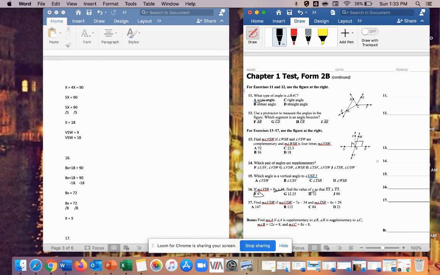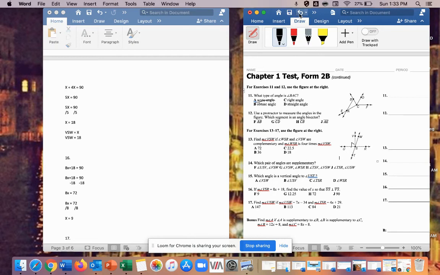Find the measure of USW if USW equals 7x minus 34 and TSR equals 4x plus 29. So you're looking at this and you're like, what? How do you know what they equal? How are you supposed to solve? You've got USW over here, you don't know if that's a right angle or what, and you've got TSR on the bottom. How are you supposed to solve it?